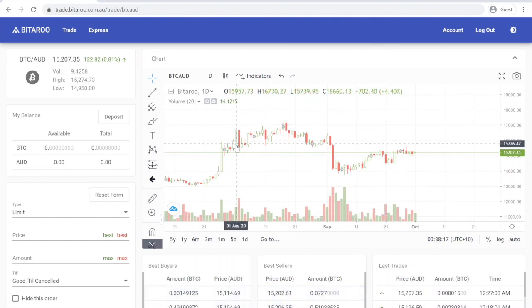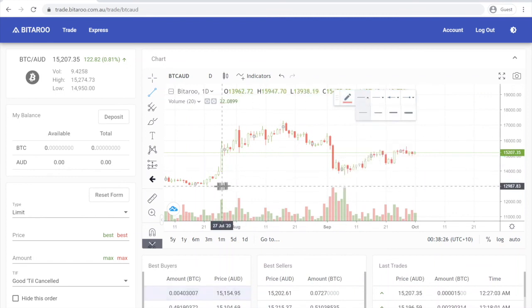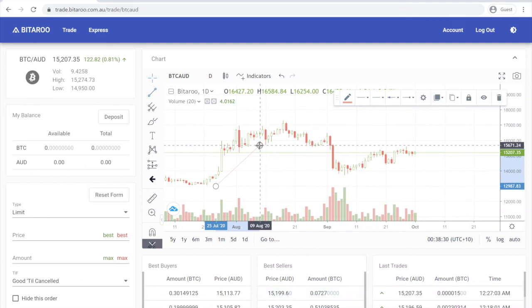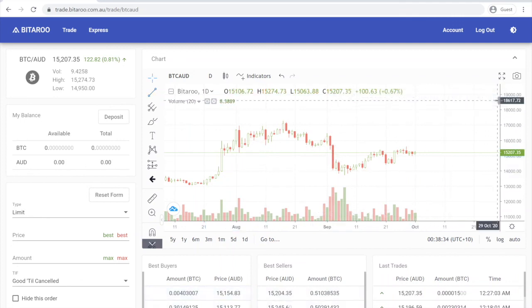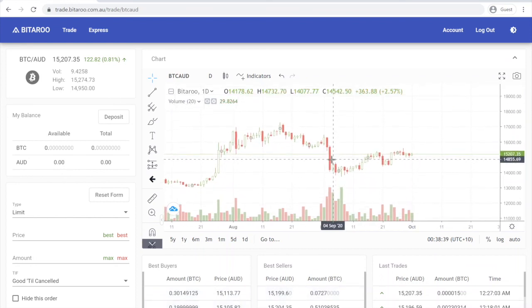For more experienced traders, they can use these indicators and draw lines and have fun, but I'm not too interested in using them or even explaining them. So that's, I think, all you need to know about these charts.